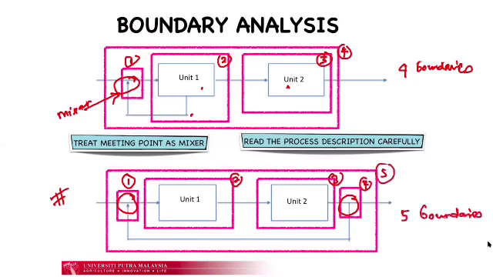The first one is the mixing point where your recycle stream meets the feed stream. The second is your unit 1. The third is unit 2. The fourth is your splitting point. And the fifth is the overall system.